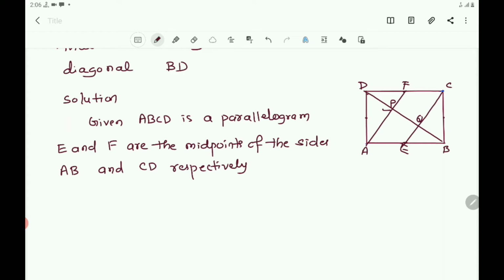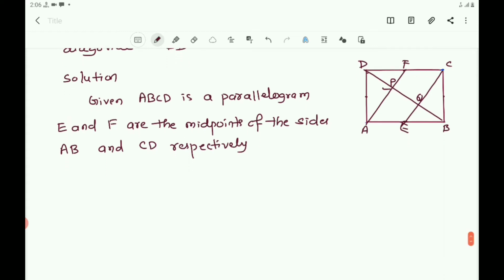AB and CD respectively. What you have to prove here? AF and EC trisect the diagonal BD. We have to prove that AF and EC trisect the diagonal DB. Now here, as ABCD is a parallelogram, you know that AB is parallel to CD and also AB equals DC, because opposite sides of a parallelogram are equal and parallel.